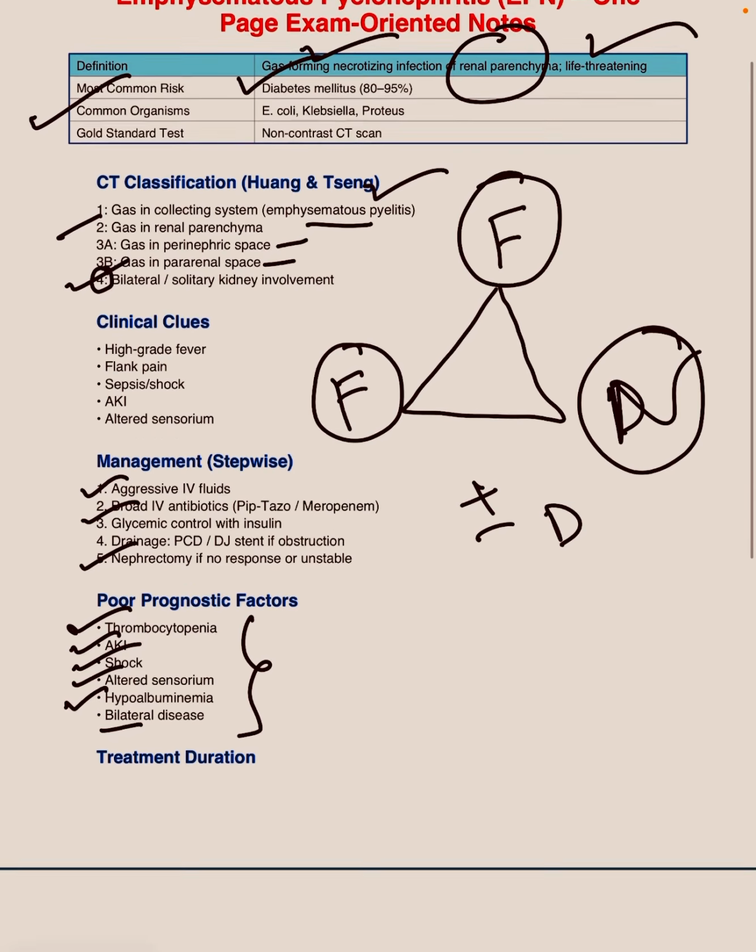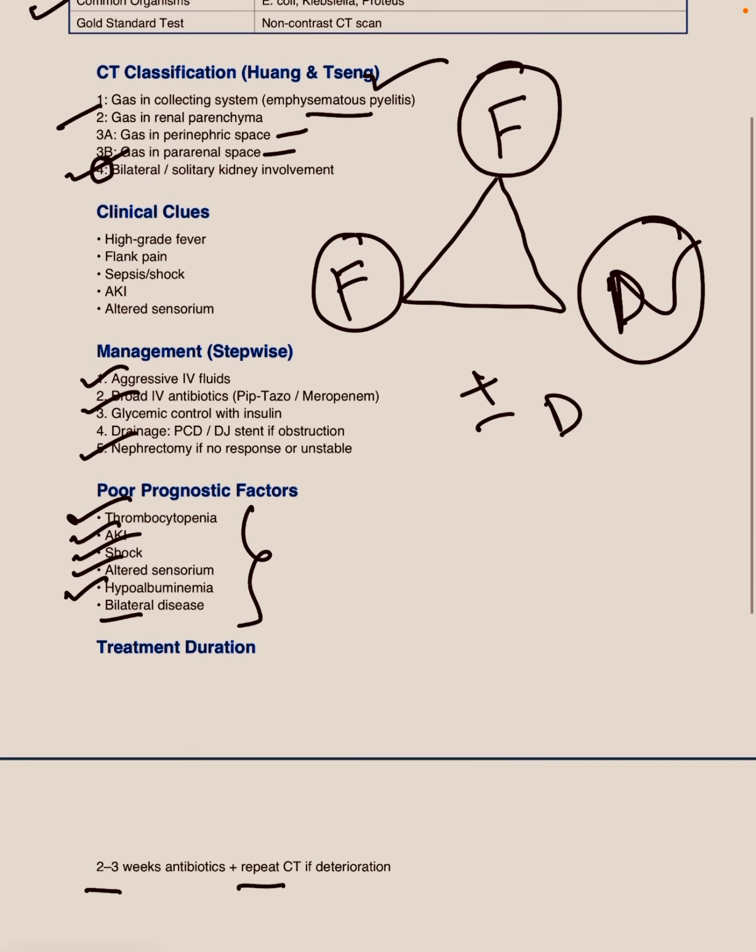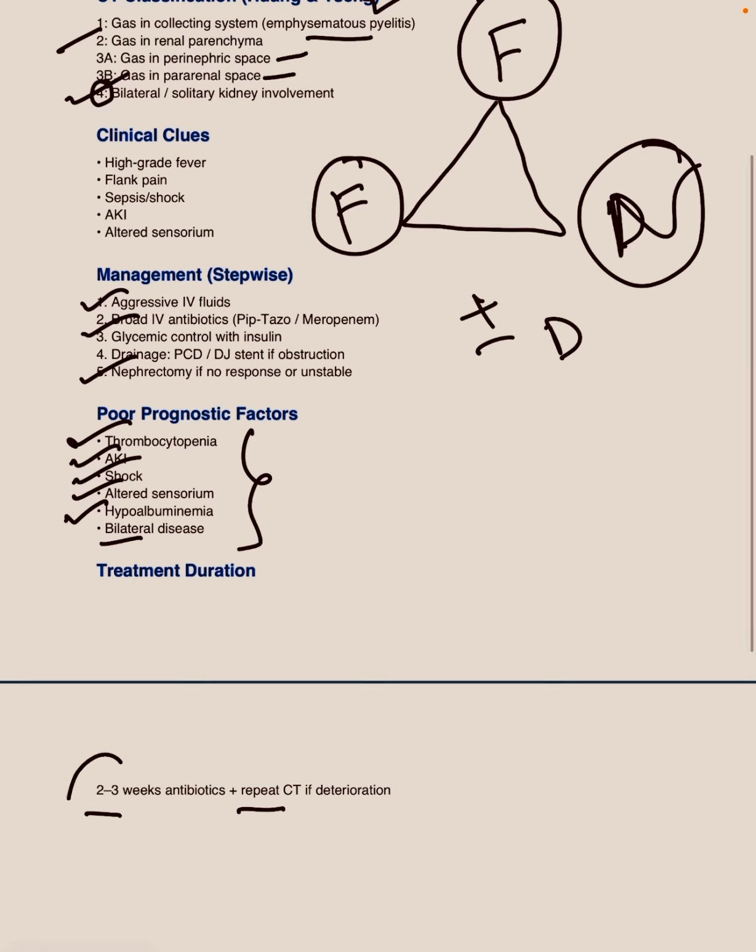Follow up. How can we follow up the patient after starting treatment? Repeat CT scan in 5 to 7 days or according to clinical condition. Continue antibiotics for at least 2 to 3 weeks. Control diabetes for the long term and manage stone and obstruction if present.